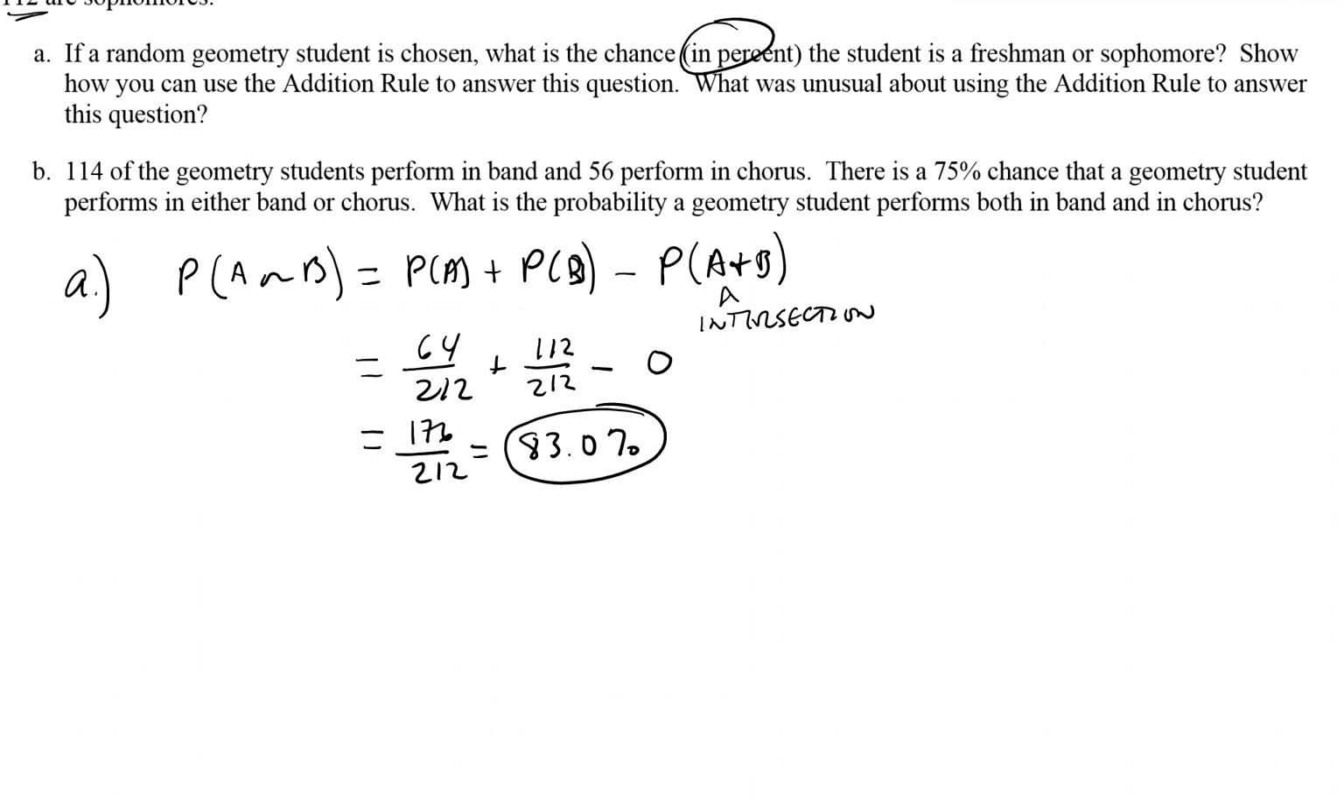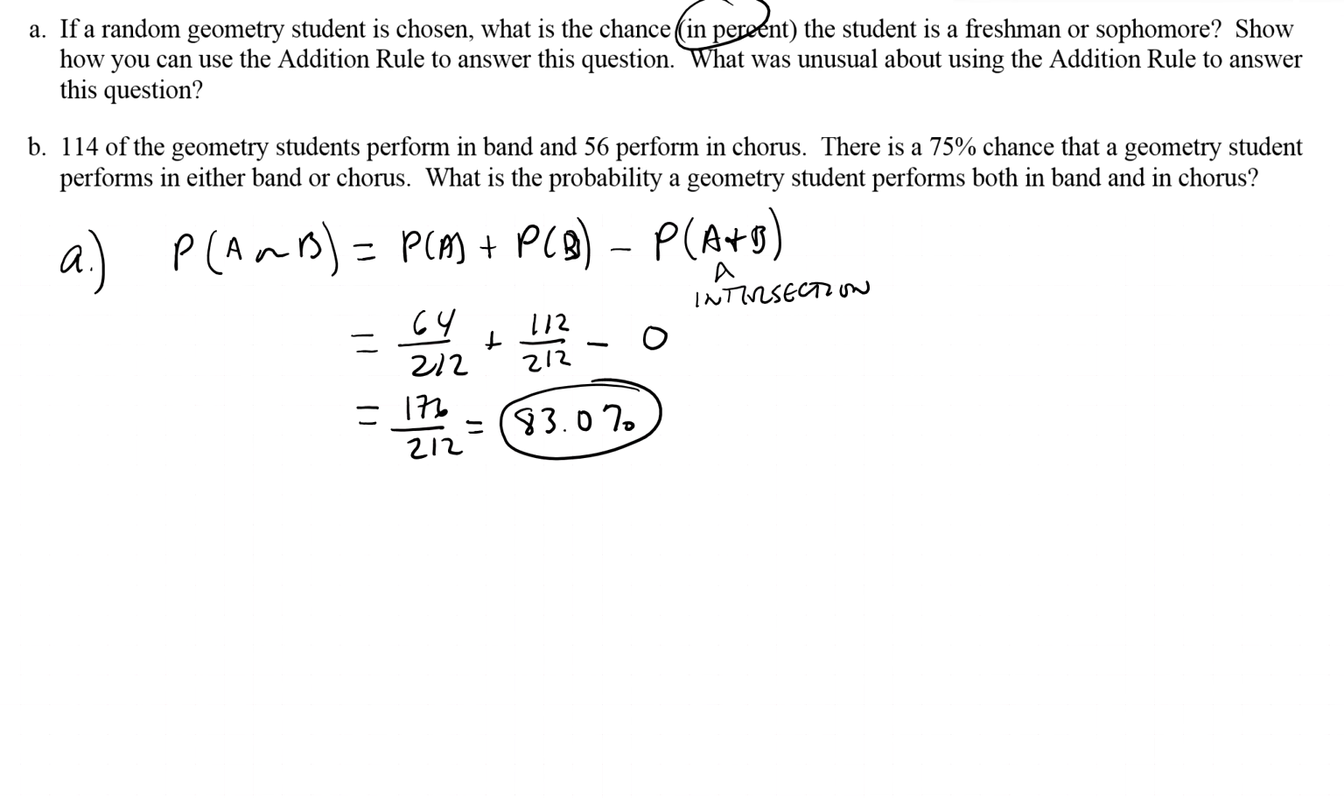Now for B, it says 114 of the geometry students perform in band and 56 perform in chorus. There is a 75% chance that a geometry student performs in either band or chorus. What is the probability a geometry student performs in both band and chorus? So this is talking about an intersection.